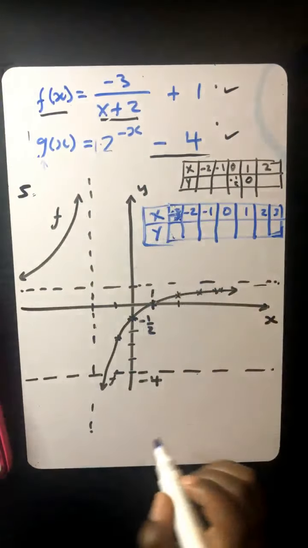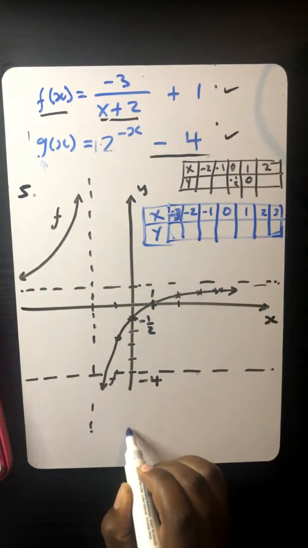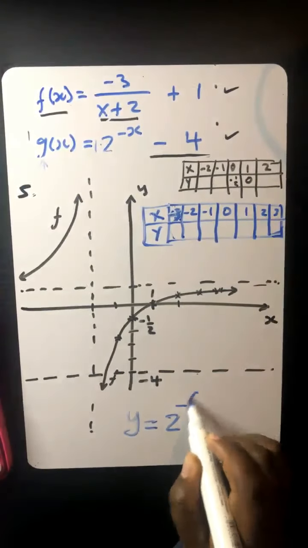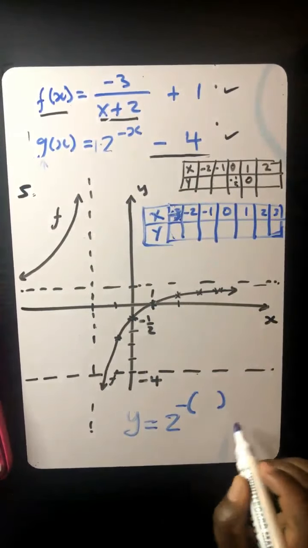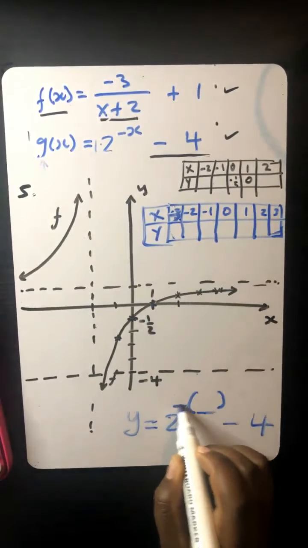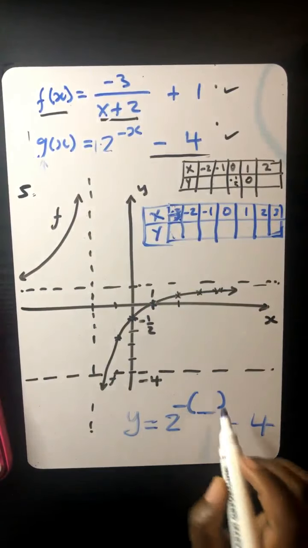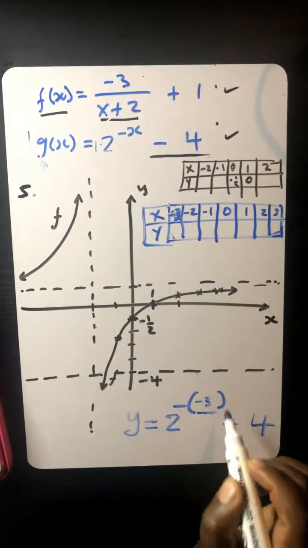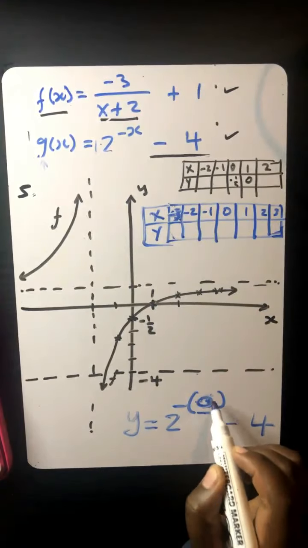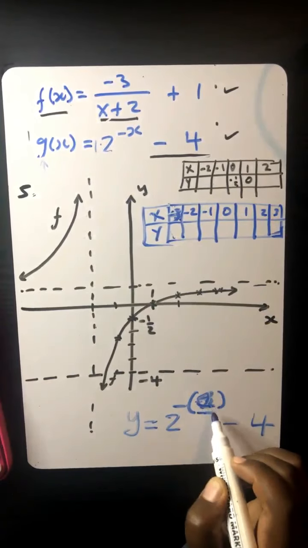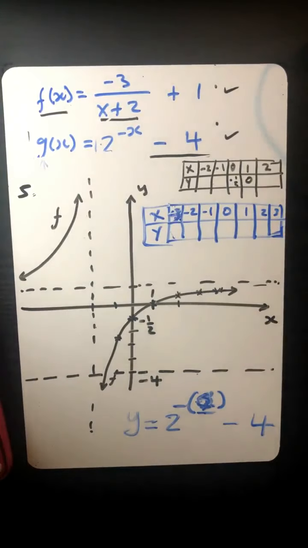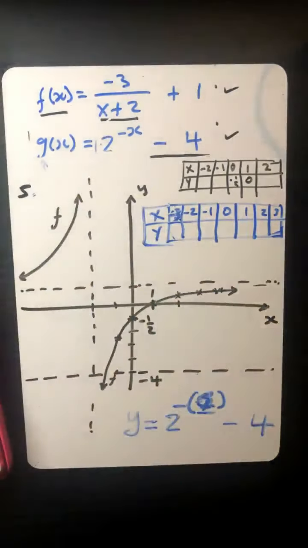It's very, very important that when you substitute, you do it like this, where you say y equals 2 negative into, then you say minus 4. Then you substitute whatever there, but don't forget that negative there. So when you substitute negative 3, what are you getting? Negative 2? Negative 1? 0? Positive 1? Positive 2? Positive 3? That's what you should do in order to make the points. Then from there you connect the points.